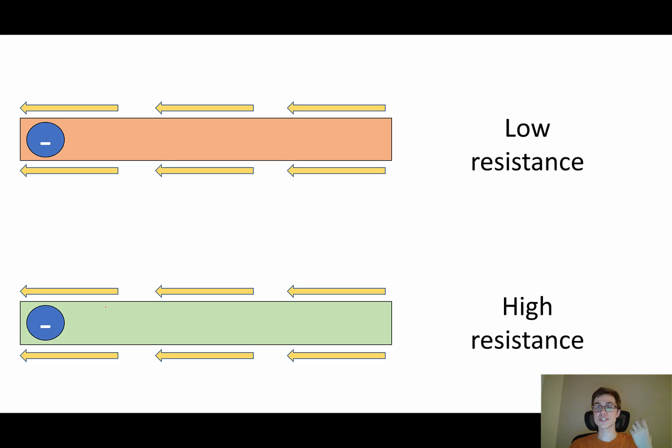Well, the electron is going to move more easily through the low resistance material, and it's going to be harder for it to move through the high resistance material. So the low resistance wire will let the electrons pass through more quickly than the high resistance one. That's the difference. Resistance basically just measures how difficult it is for an electron to move through something.